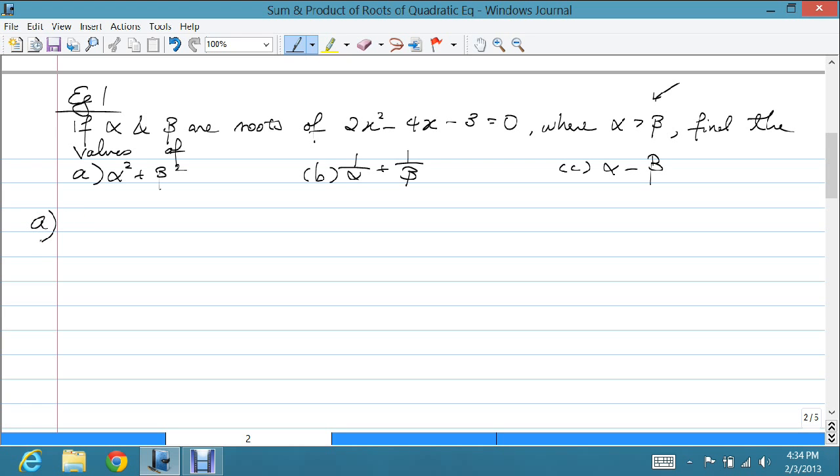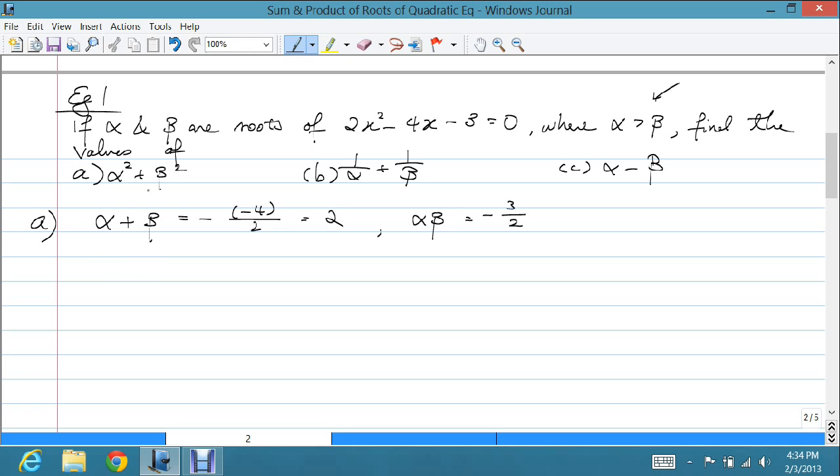I want to find alpha squared plus beta squared. But in any case, first we must find out the sum and product of the roots. So in this case, we know that alpha plus beta is equal to negative negative 4 over 2, which gives me 2. We also know alpha times beta is equal to negative 3 over 2. So how do I find alpha squared plus beta squared?